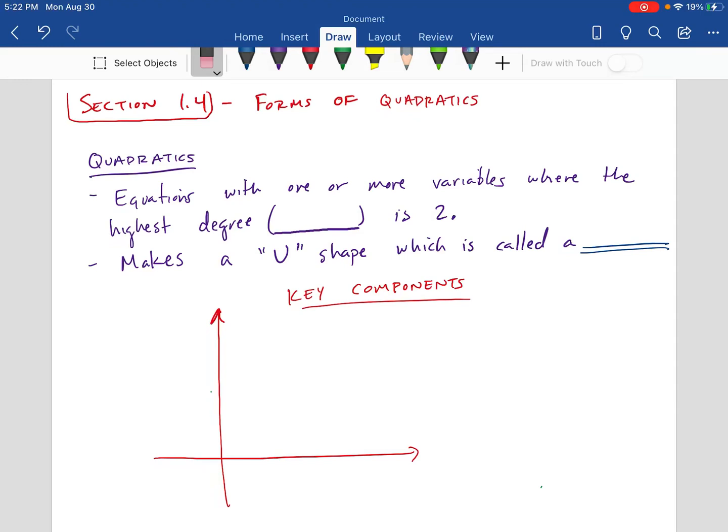Hey everyone, this is section 1.4 day 1 from key concept 1. Okay, so this is on forms of quadratics. So this is the very first day of notes.